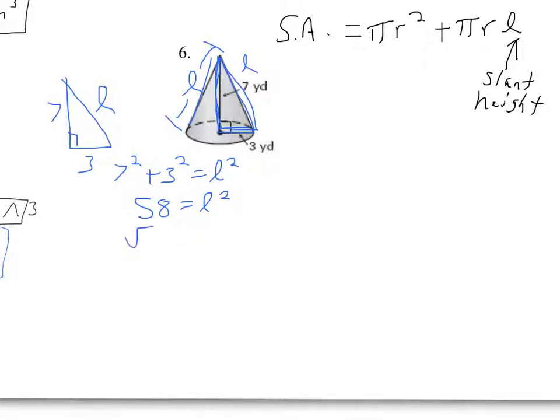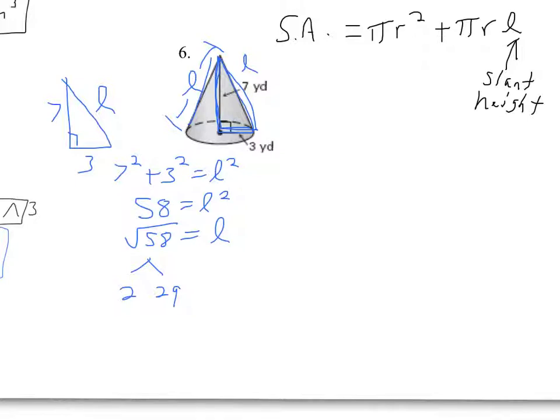And then you take the square root of both sides. You can tell this is not going to come out evenly because the square root of 58 doesn't come out evenly. Let's see if we can simplify 58 as a radical. 58 divides by 2, I know. 2 and 29. Neither of those numbers can divide anymore, except by themselves or 1, which doesn't really count. So actually, the slant height is just going to be radical 58.